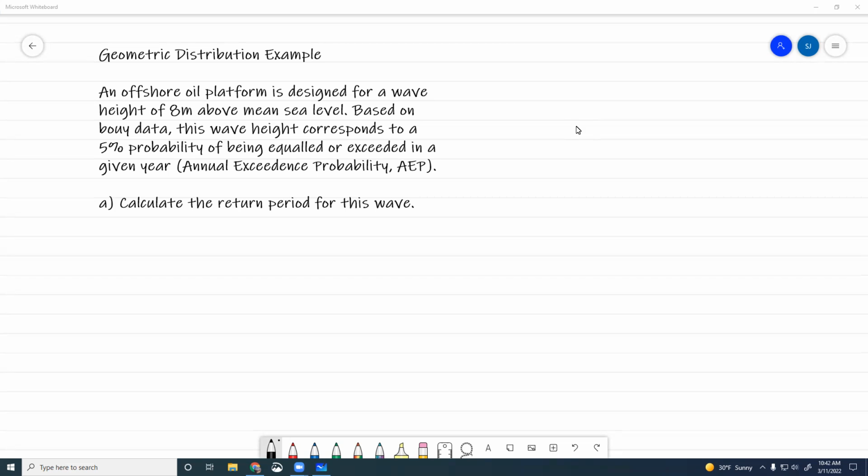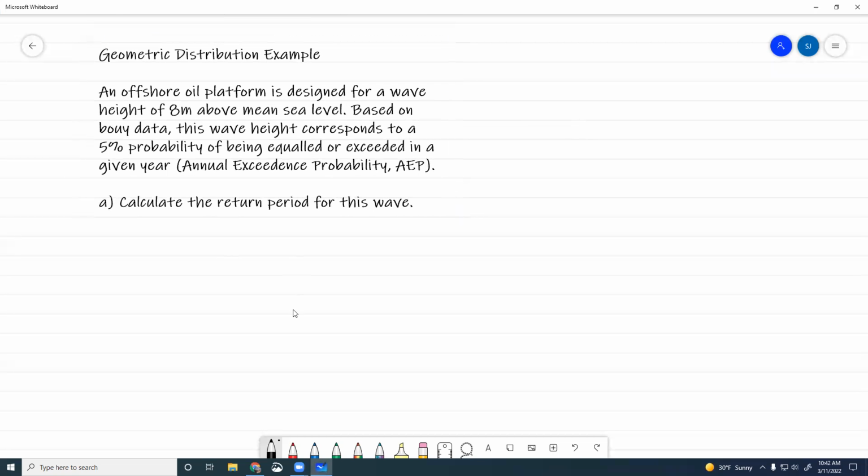Based on buoy data, so where does this data come from? Buoys are out there in the ocean or the Gulf, and they can record wave heights over time. So say we've got 30 years of buoy data, and we know that looking back at the maximum wave height in a given year, this particular wave height of 8 meters corresponds to about a 5% probability of being equaled or exceeded in a given year. So annual exceedance probability. We're going to be using that term a lot in hydrology.